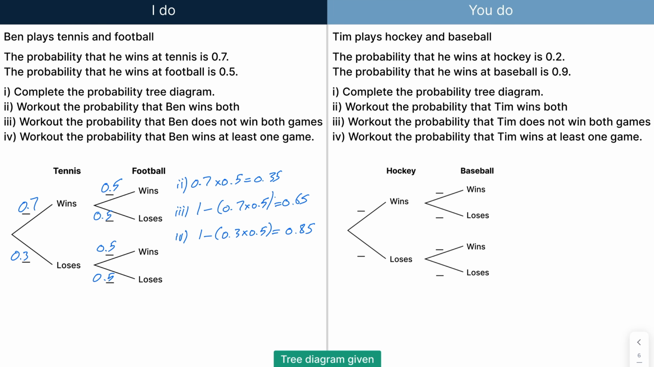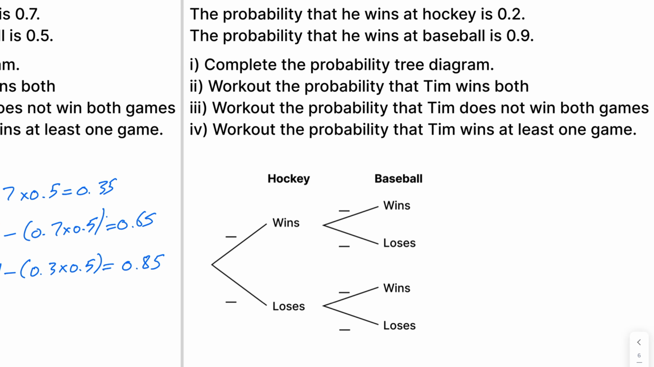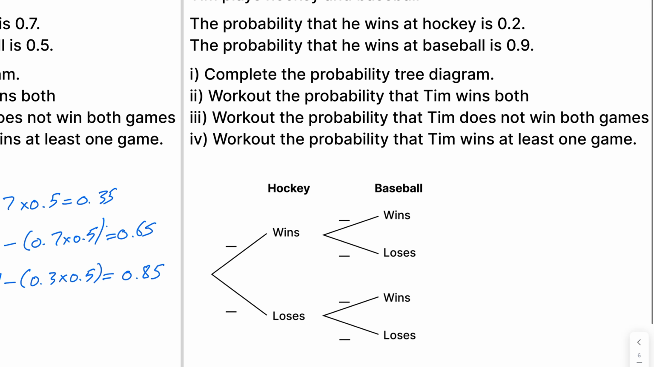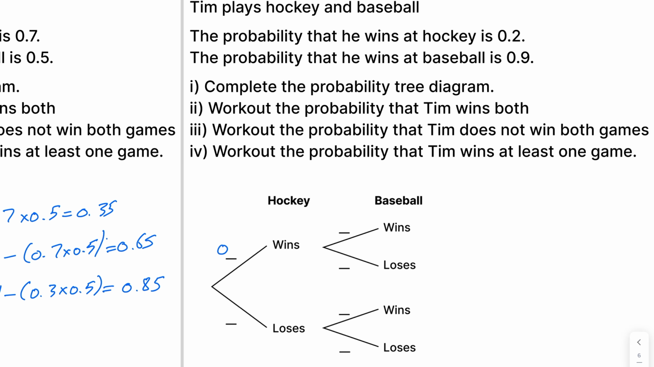So hopefully you have pressed pause and had a go at the example on the right. So again, if I fill in the tree diagram quickly, we have hockey and basketball. So the probability that he wins hockey is 0.2. So the probability that he loses is going to be that. And with baseball, he wins is 0.1. So loses is going to be that. So that's that done.